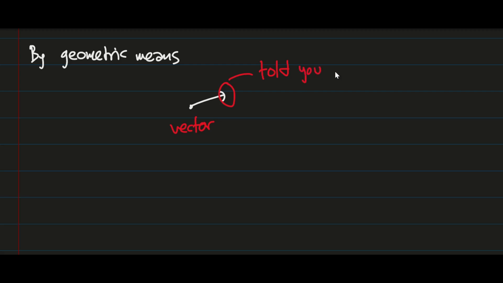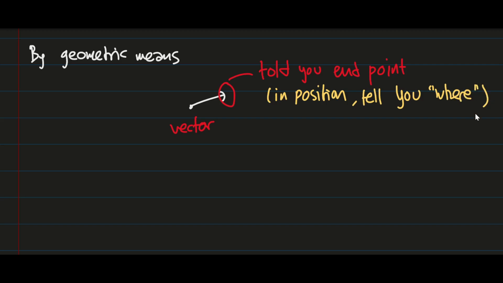In geometry and some physical settings, a vector can be drawn as an arrow like this, whose tip points to some point in space. We can relate this to position. For the position vector, the arrow's tip tells you where the object is in space. By that geometrical interpretation, we can generalize vectors with some mathematics.